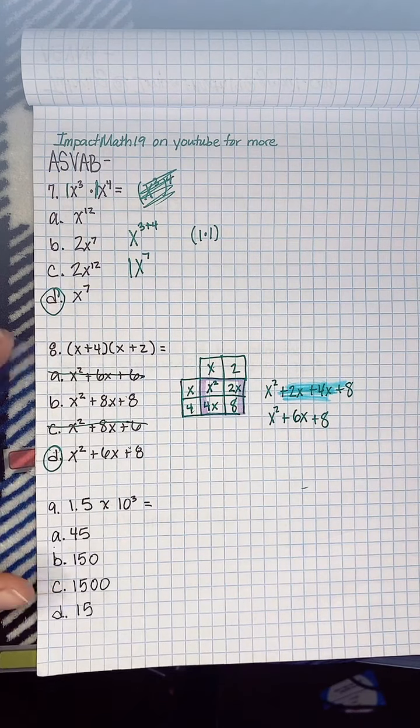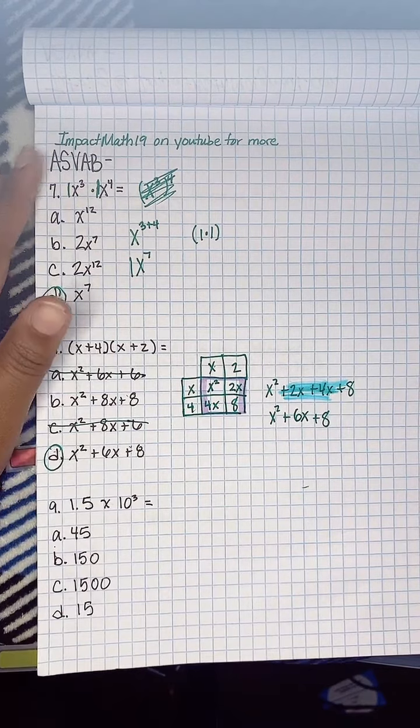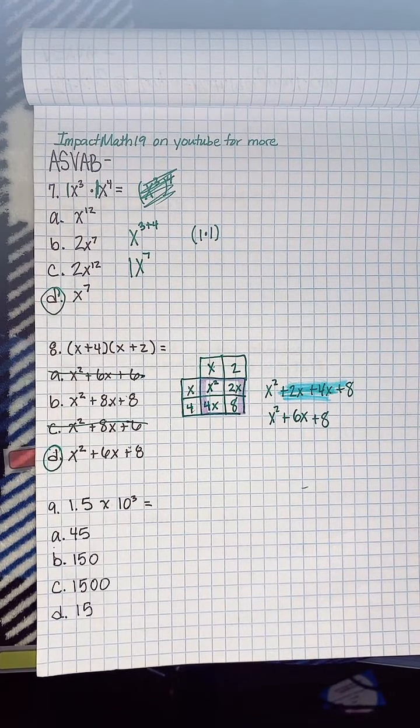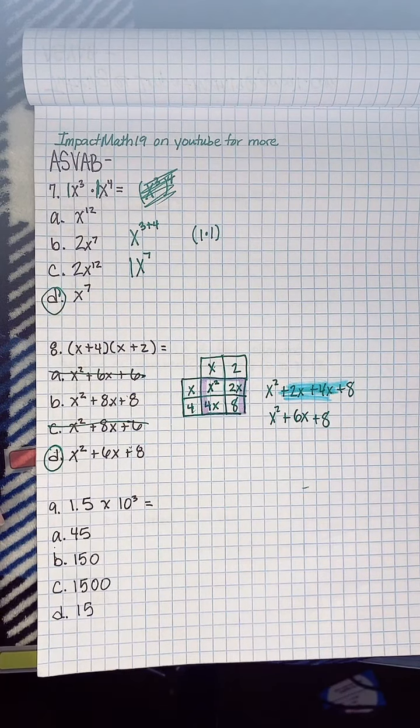So this is not like a math grade. This is called the ASVAB, for people that are trying to join the military. It's a little bit of algebra 1, I would say. It's all like high school math.